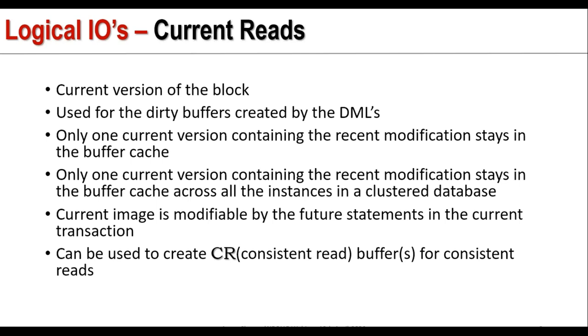Obviously, if you are going to modify your particular block, like the block contains 100 and now you have modified it to 200, in case you want to modify that particular value again, you will not read 100. You will actually want to read 200, because that is the changed information. That is the most current read information. So only one current version of the block actually exists in your buffer cache. And obviously that image is going to be modifiable for your future DMLs.